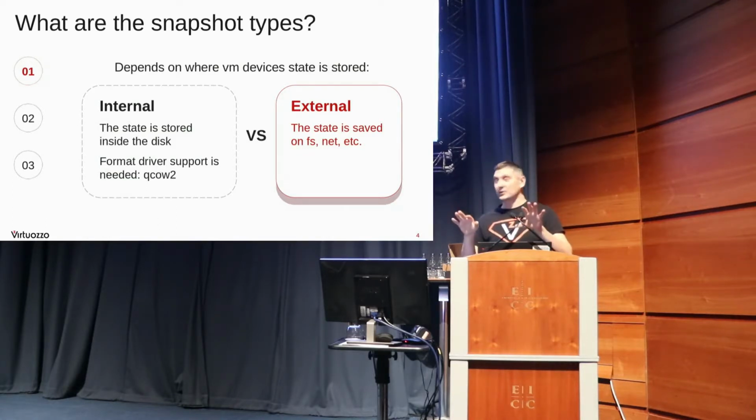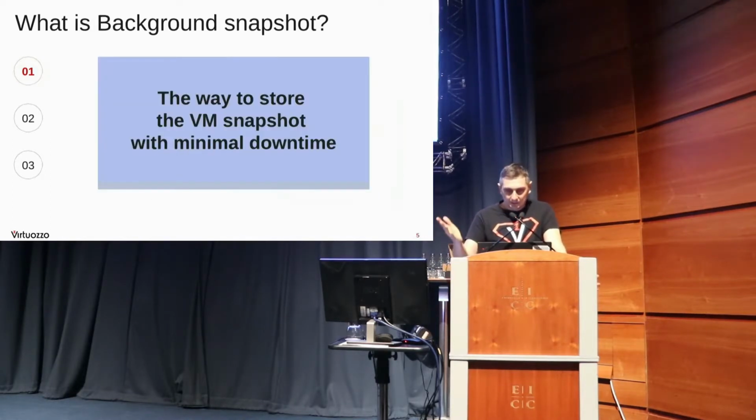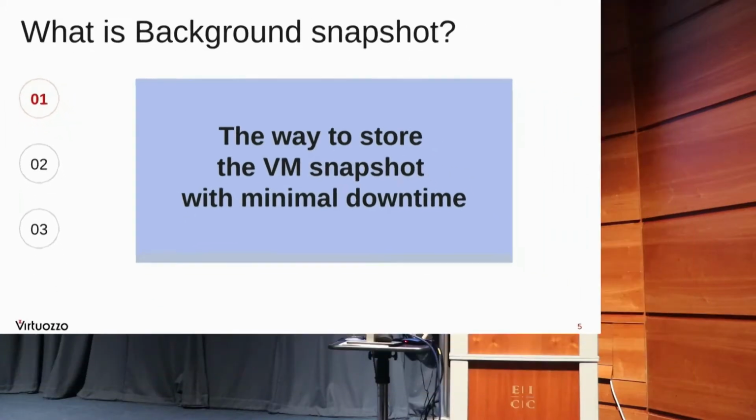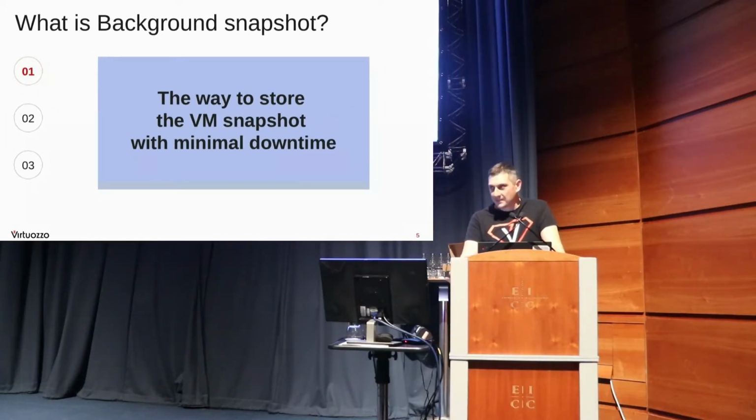Internal snapshots are saved inside the disk image. So to write something in that image asynchronously, you need to pre-allocate the space in that image, and to pre-allocate that space, you should calculate everything. So you are not really using the stream semantics which migration implements. So I decided not to think about internal snapshots and go with external snapshots. So here is the so-called definition of background snapshot: it allows you to save a virtual machine with minimal downtime.